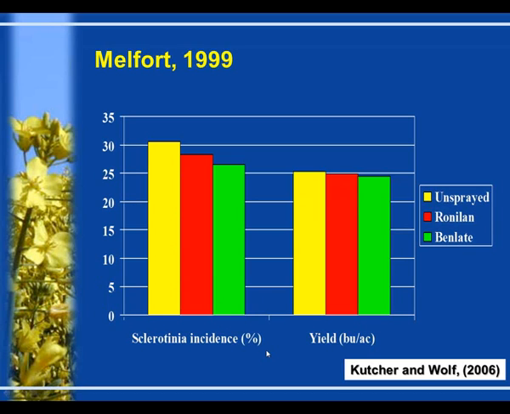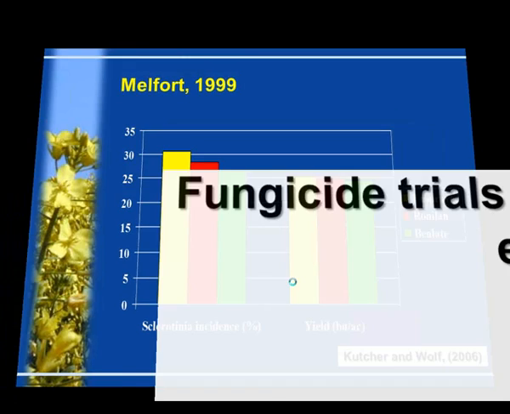So that was 1998. In 1999, basically, they found that they had no significant impact of fungicide application. So they didn't have any real huge benefit as far as yield increase between the untreated or whether it was sprayed with Ronalan or Benomyl.